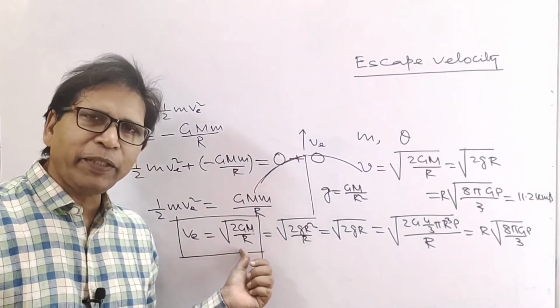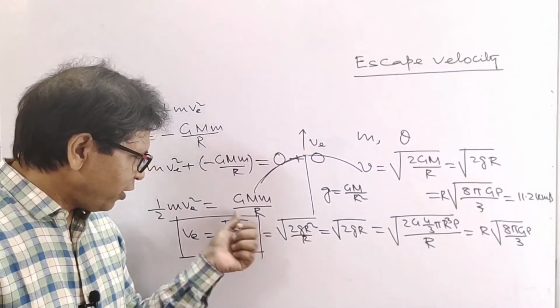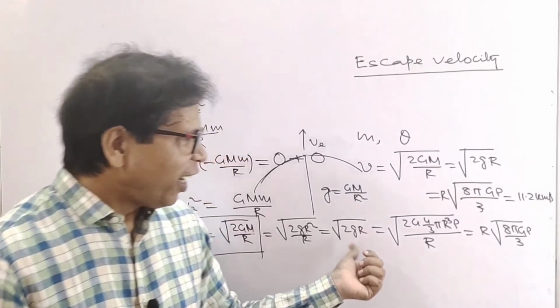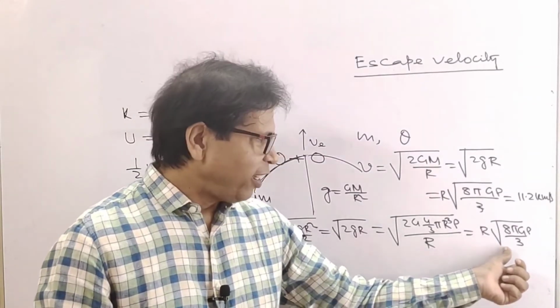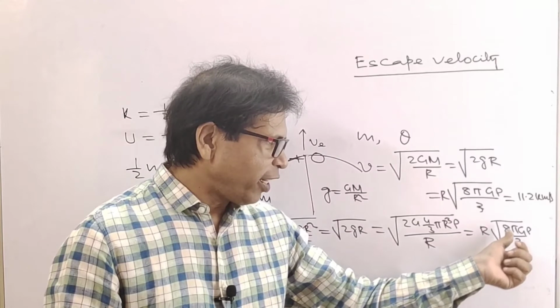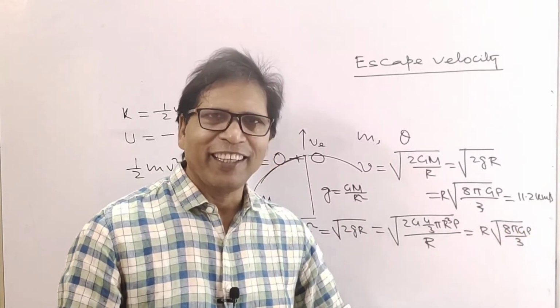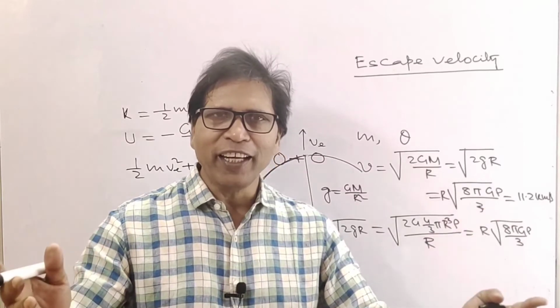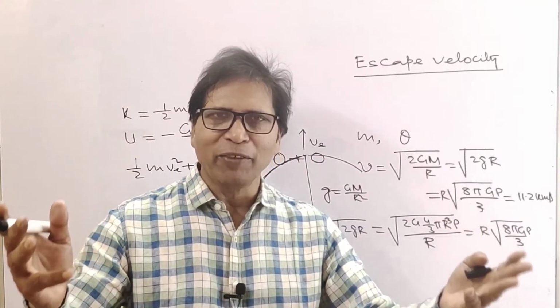So there are three expressions of escape velocity. This is root over 2GM by r, this is root over 2gR, and in terms of mean density, this is R into root under 8 pi G rho by 3. Okay, understood? Now we solve some numericals relating to escape velocity.